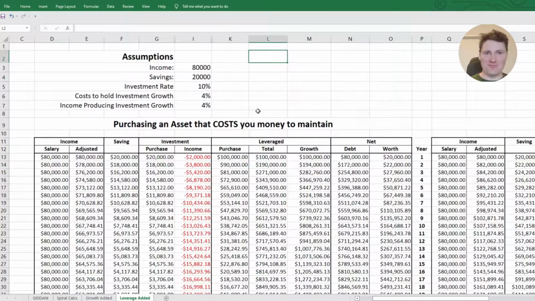So this one's a little bit more complicated. We're still using the same assumptions. $80,000 of your income, $20,000 savings each year. The investment rate remains the same at 10%. For the purposes of this particular example, we're going to hold the costs at 4%, or the growth of the investments for both sides at 4%. Let's take a look at the spreadsheet to see how it all works.